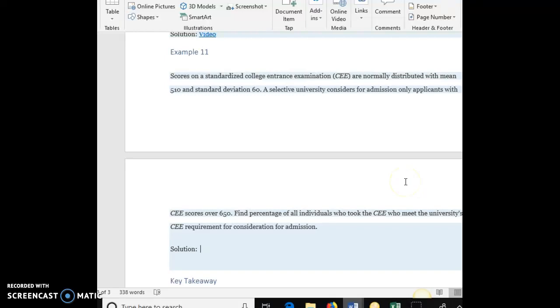Lastly, let's look at example 11. Scores on a standardized college entrance examination, or CEE, are normally distributed with a mean of 510 and a standard deviation of 60. A selective university considers for admission only applicants with CEE scores over 650. Find the percentage of all individuals who took the CEE who meet the university's CEE requirement for consideration for admission.